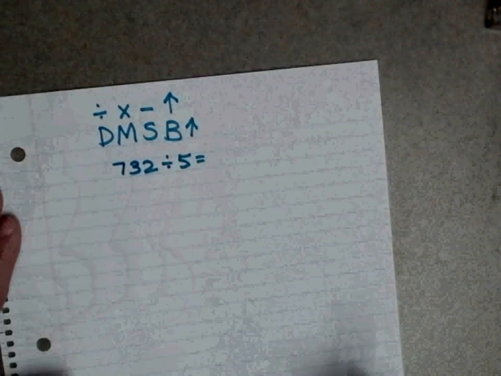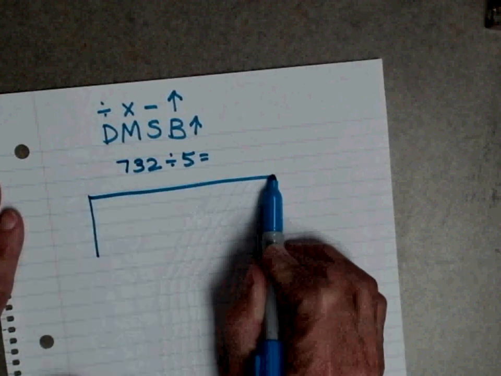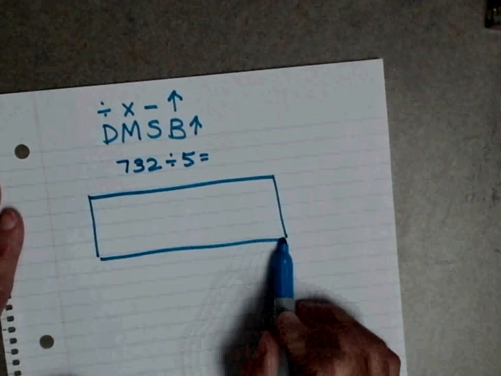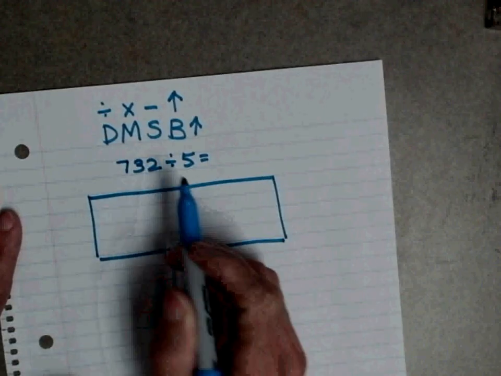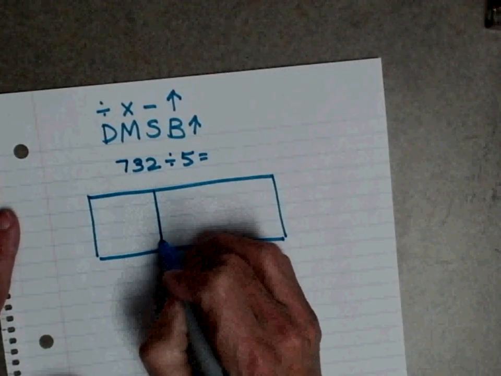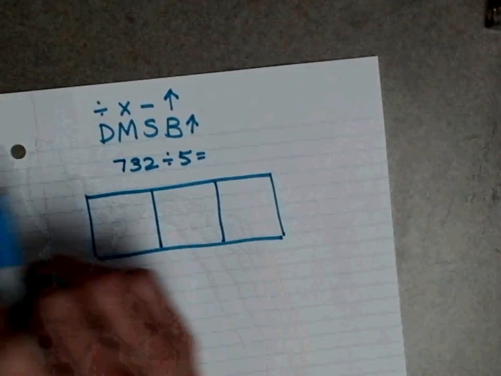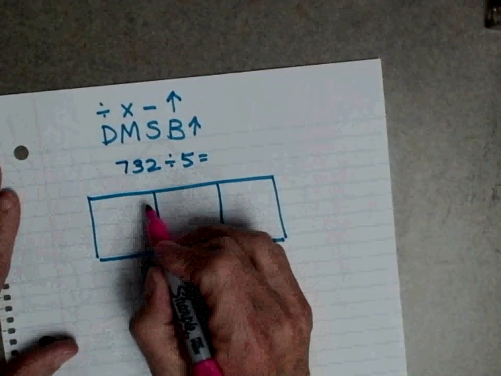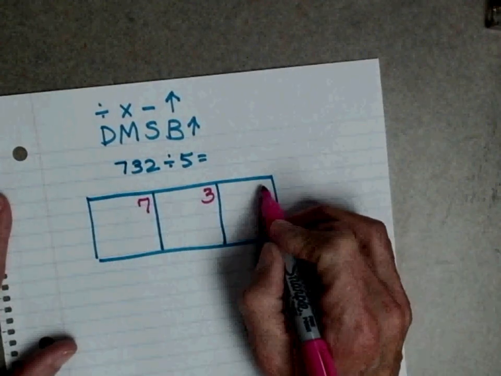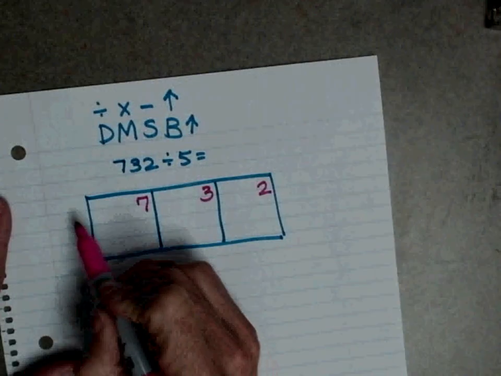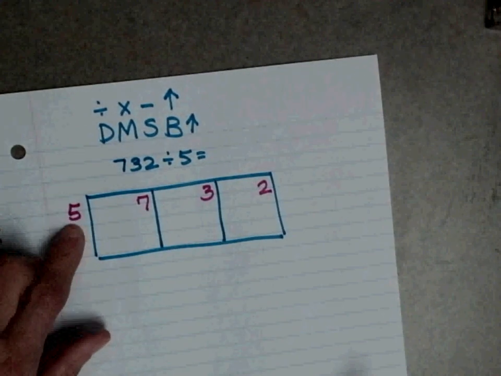Now we're going to create our division box, and we're going to separate it into 3 place values because your dividend has hundreds, tens, and ones. So we're going to separate it into hundreds, tens, and ones. And then we're going to write the 7 in the hundreds corner, the 3 in the tens corner, and the 2 in the ones corner, and we'll place the 5 in the divisor. The 5 is the divisor, it goes outside.